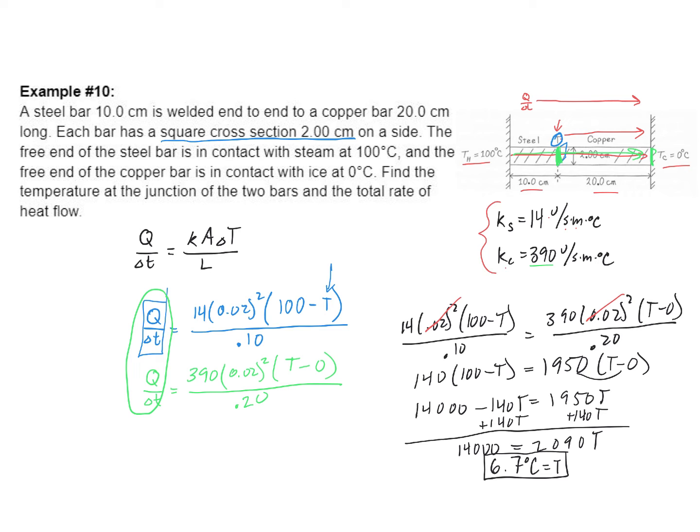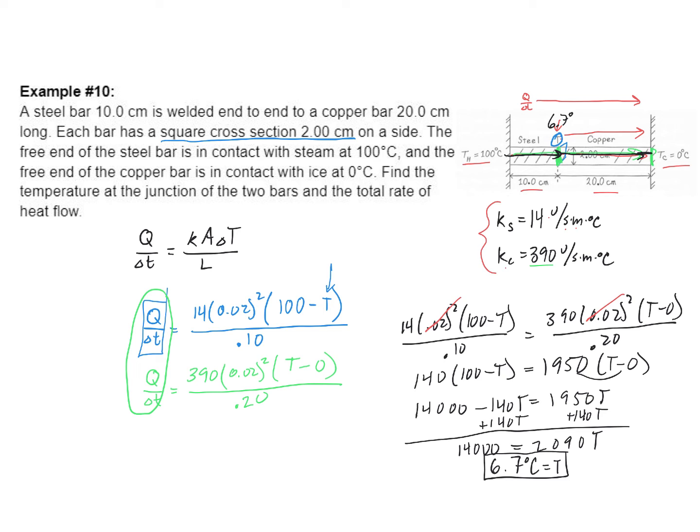All right? Now, I know what you're thinking. You're thinking, well, isn't that really low? Am I really going from 100 down to 6.7 degrees there, and then from 6.7 down to 0? That seems like a really low number.